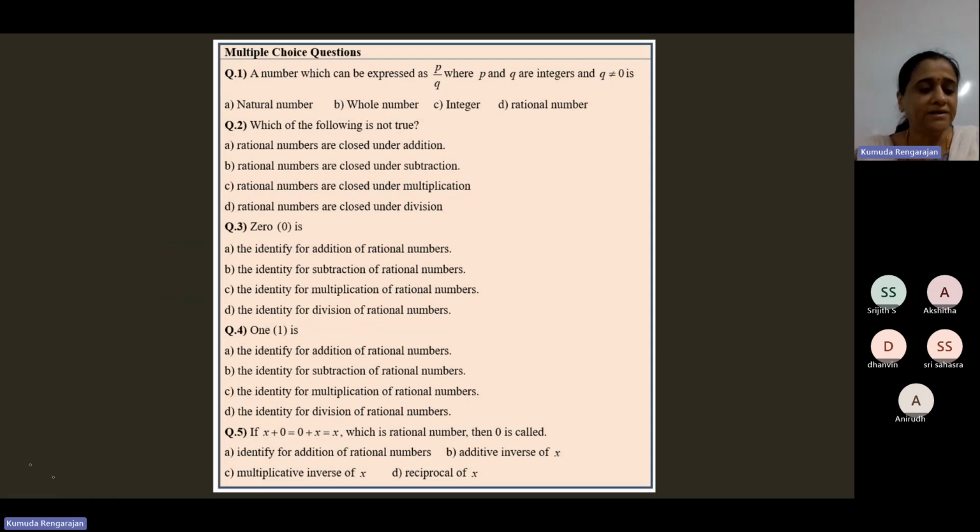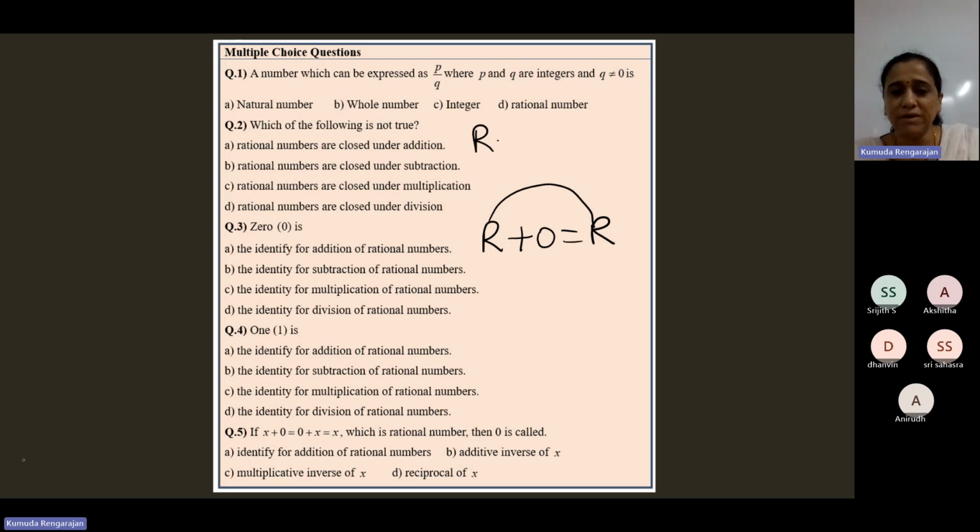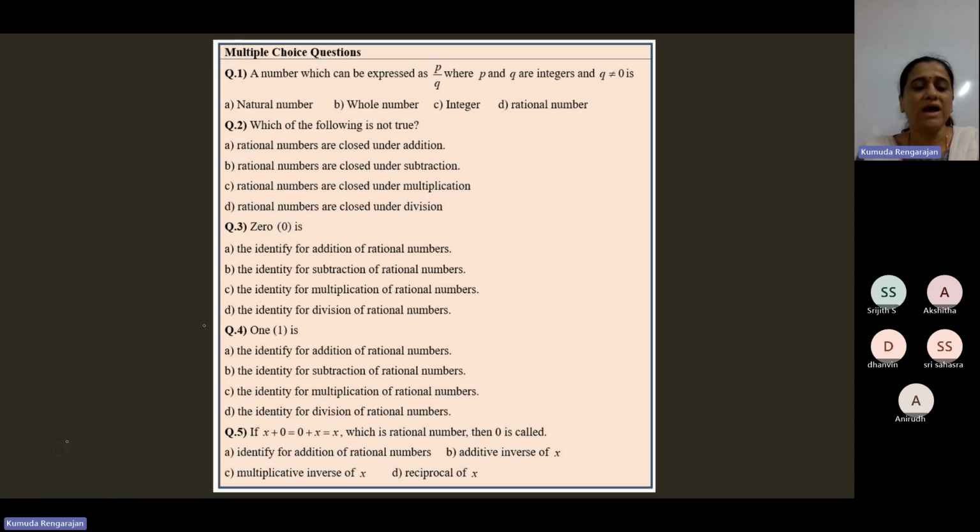Because identity means you get the same answer or identical answer to a rational number. When you add 0, you get the same rational number as the result. Rational number plus 0 is equal to rational number. Identical answer, same answer. So 0 is the identity for addition of rational numbers. That is the correct option.